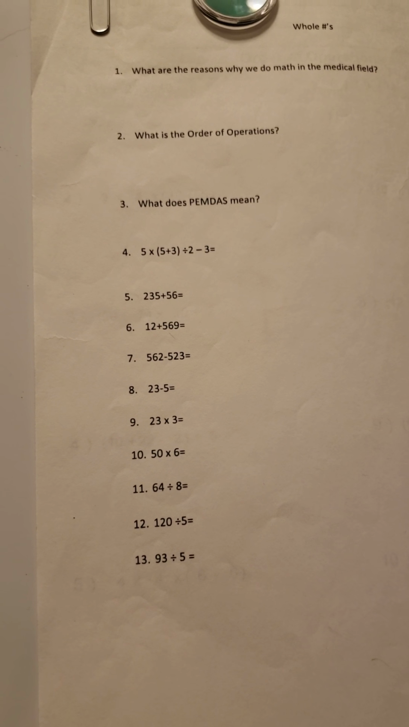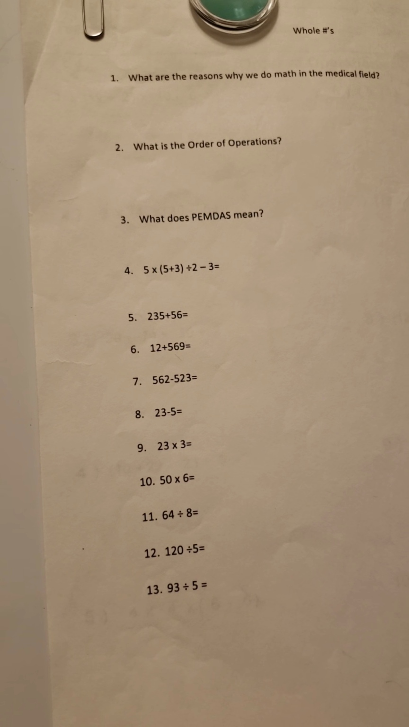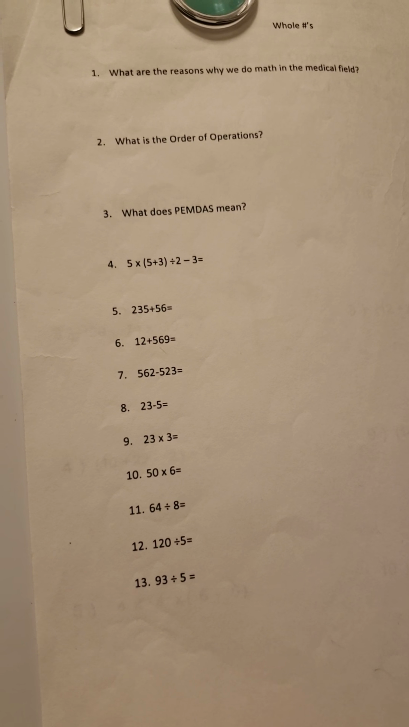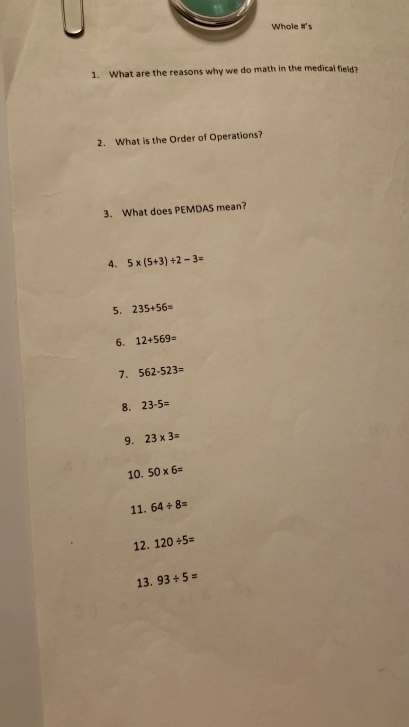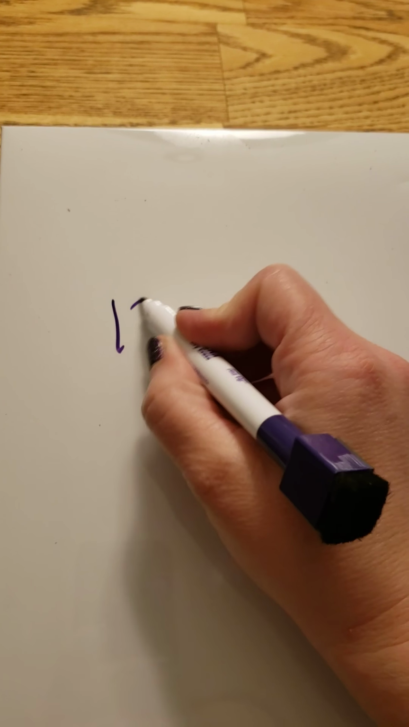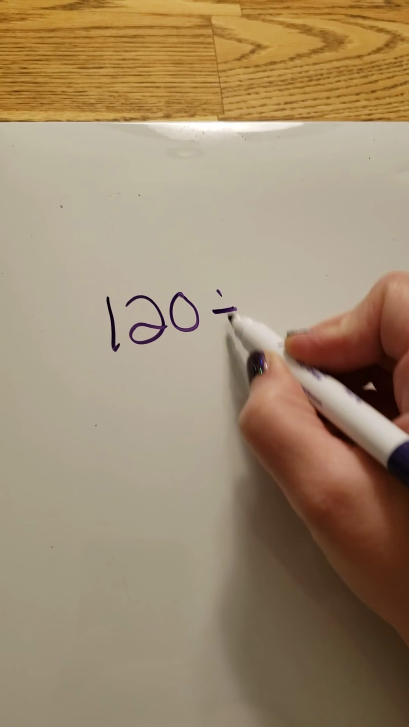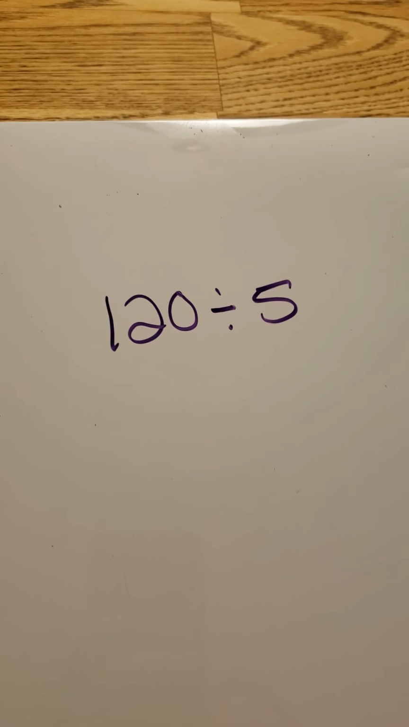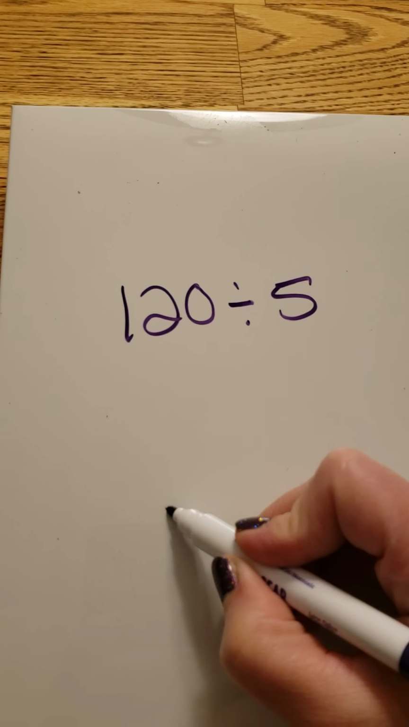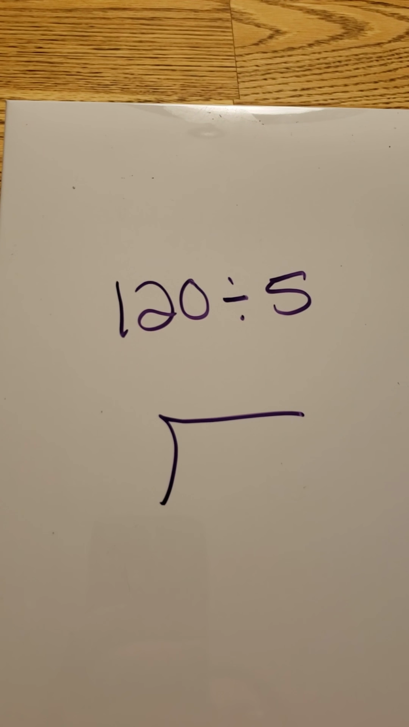So this part of the lesson will be going over long division. Okay, I'm not going to go over number 11 because that one's kind of an easier one, but I'm going to do number 12, which is 120 divided by 5. So 120 divided by 5. Okay, when we're doing long division, we have this like half box thing.